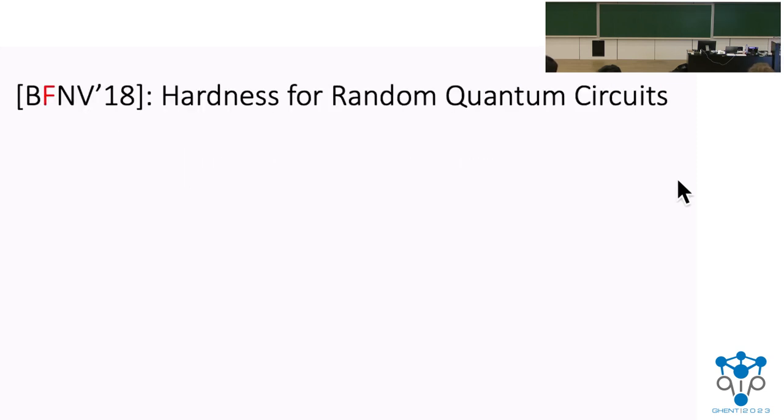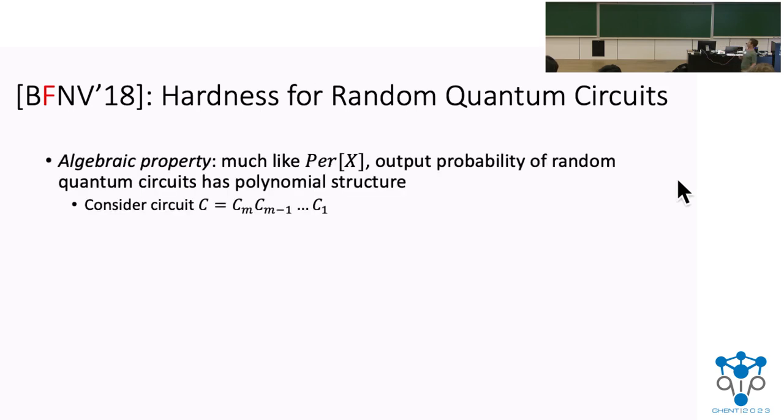Okay, so now what we really care about is not the permanent of a random matrix, but rather the output probability of a random quantum circuit. So, how do we adapt Lipton's argument from talking about the permanent of a random matrix to the output probability of a random circuit? Well, this was the goal in our 2018 work.